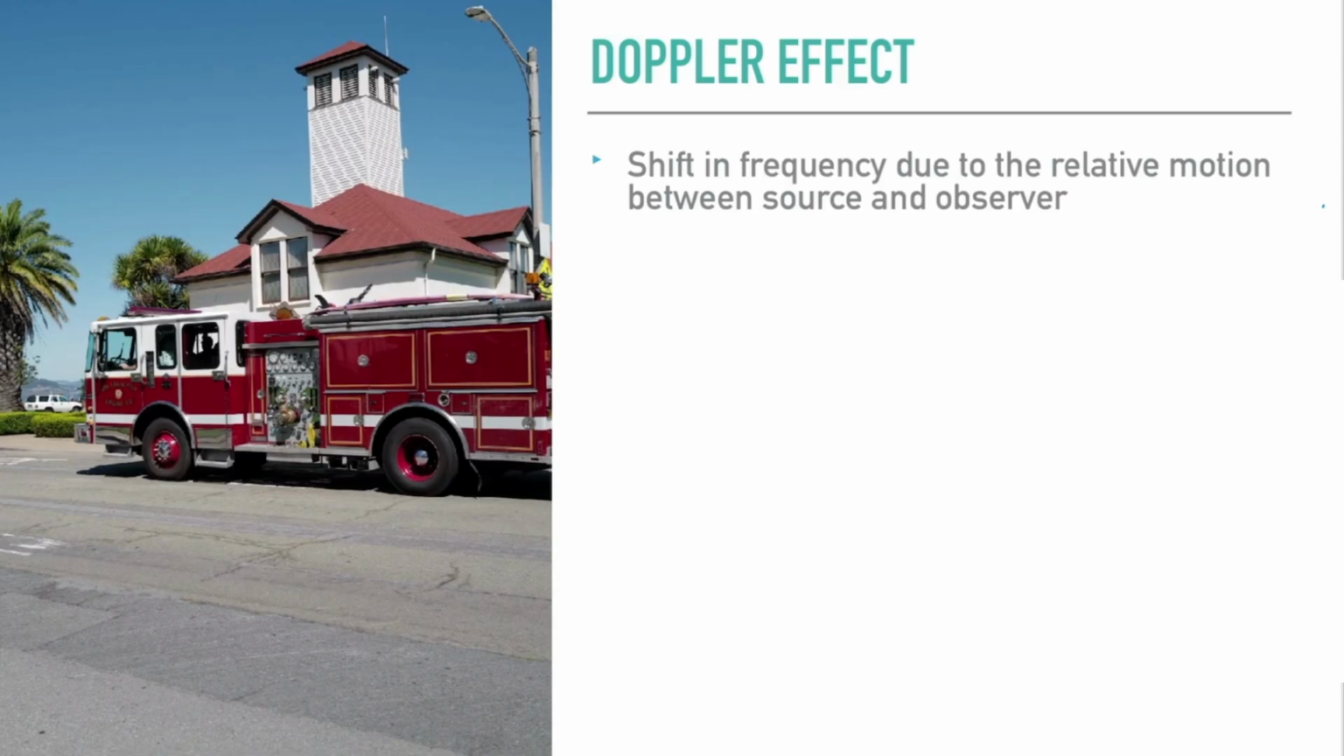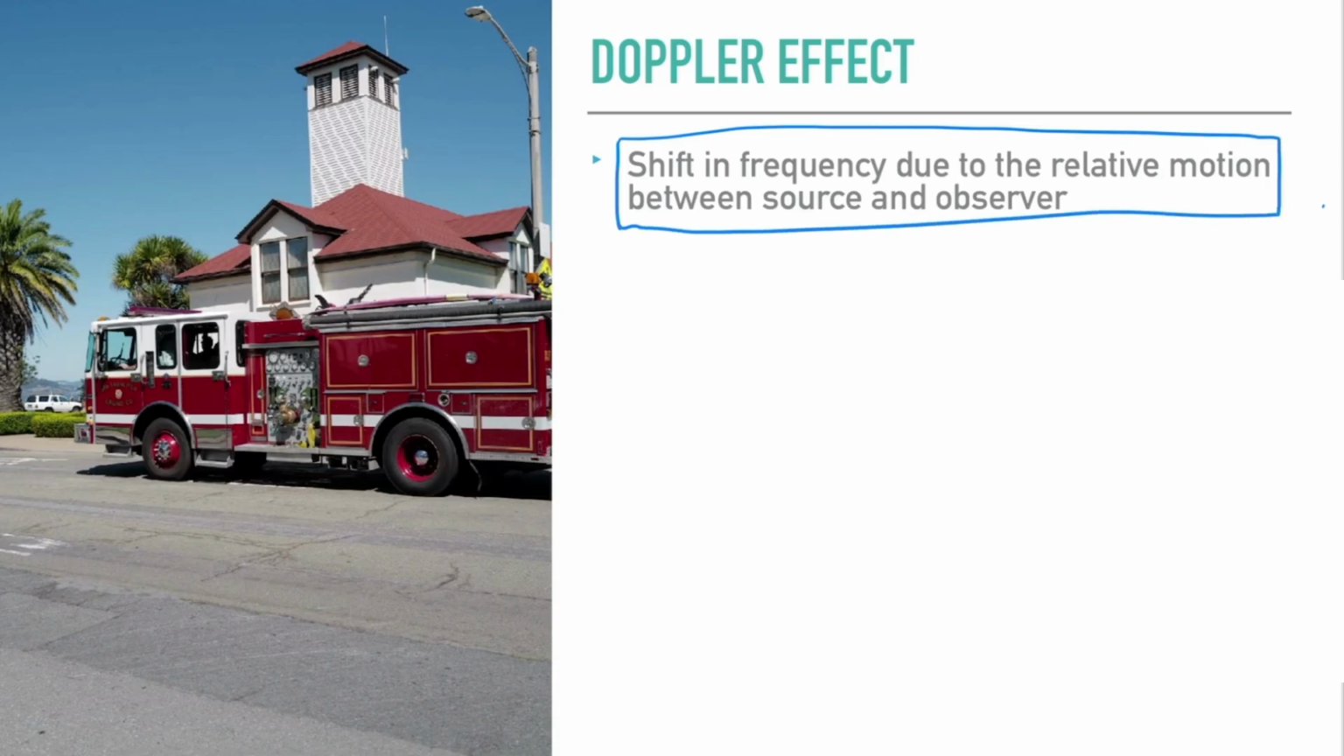If you were asked to explain the Doppler effect or describe the Doppler effect, the sentence you would use is: the Doppler effect is the shift in frequency due to the relative motion between source and observer. That's as precise as we can get it.